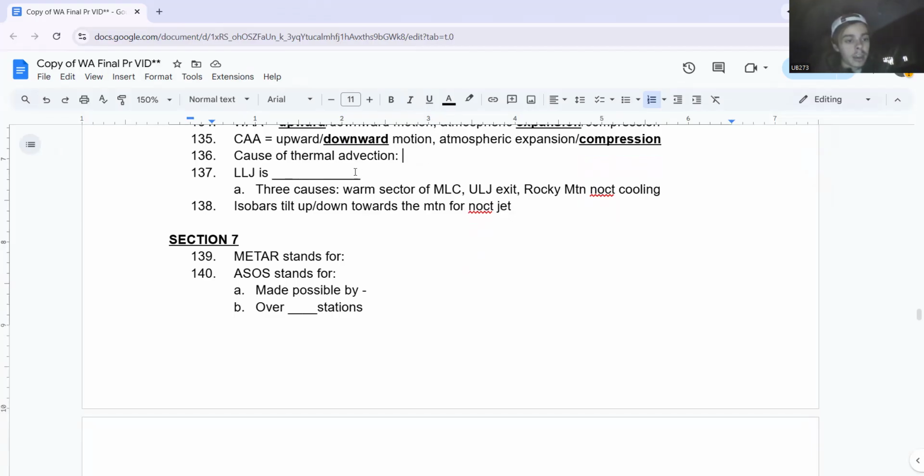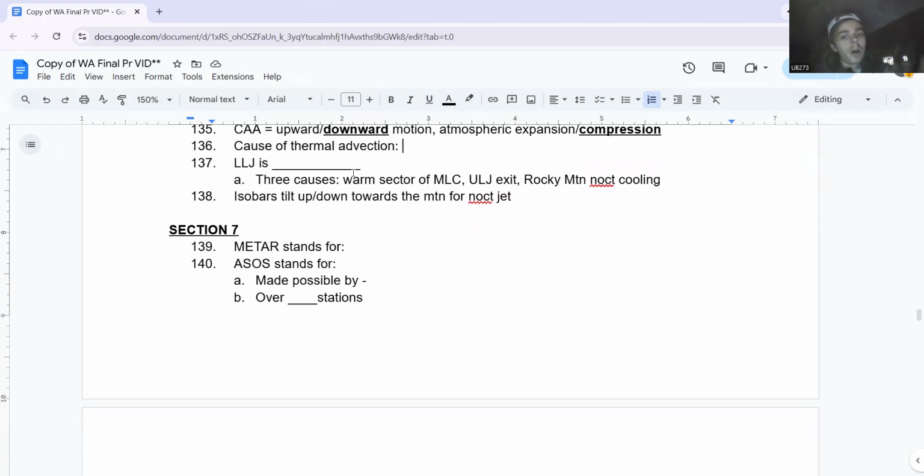The low level jet is an area with increased wind speed, just like any other jet. What are the three causes, or associations? It's associated with the warm sector of a mid-latitude cyclone, which is the area in between the cold front and warm front. It's associated with the exit region of the upper level jet that's above. Talking about jet stream, by the way. And Rocky Mountain nocturnal heating or cooling.